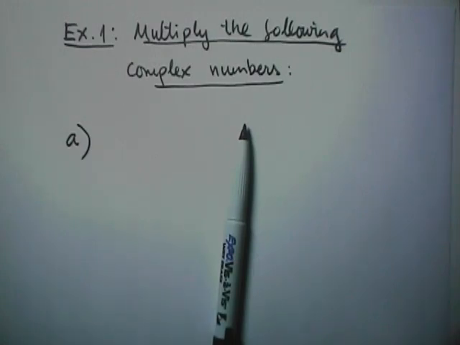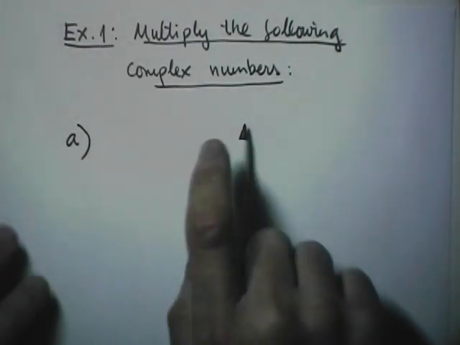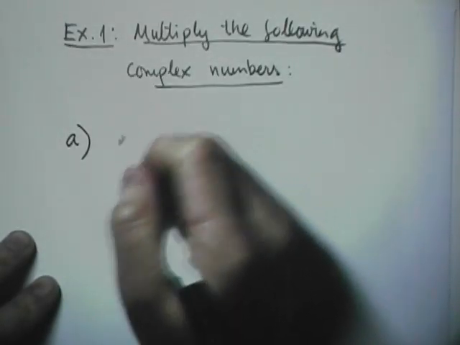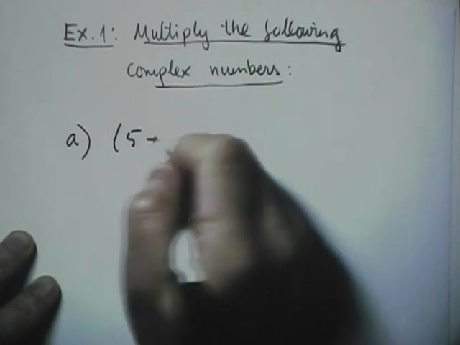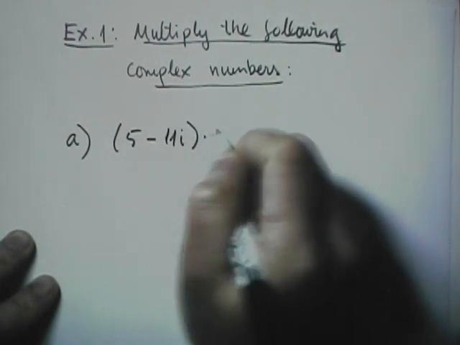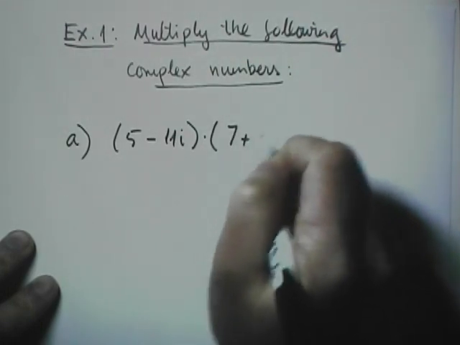So let's get into our first formal example of multiplying complex numbers. What we've learned earlier was just the introductory idea of how you can multiply, the basic concept. Now let's apply that basic concept to some real examples. In my first example, let's say I have 5 minus 11i, times 7 plus 4i.